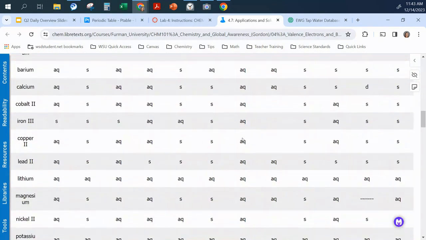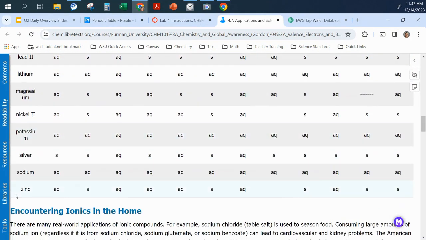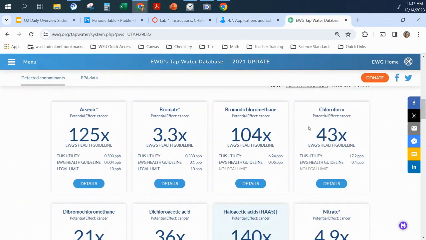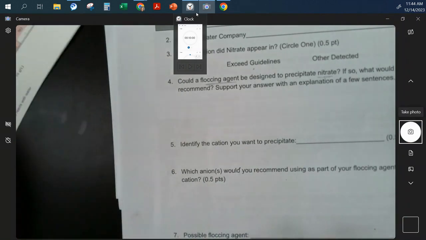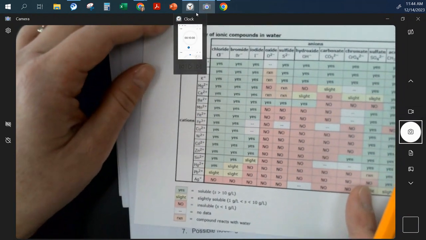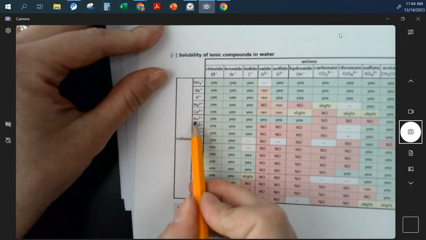This website also has a chart. It's a little bit big, so sometimes it's hard to see. Are there any of those that would be on here? We can also look at the other detectives, see if there's anything there. Barium, should we try barium? So let's go back here. Barium is on here. Okay, so barium is here.